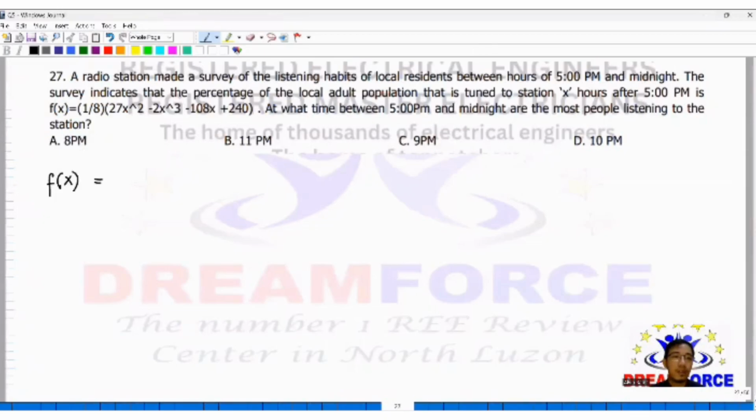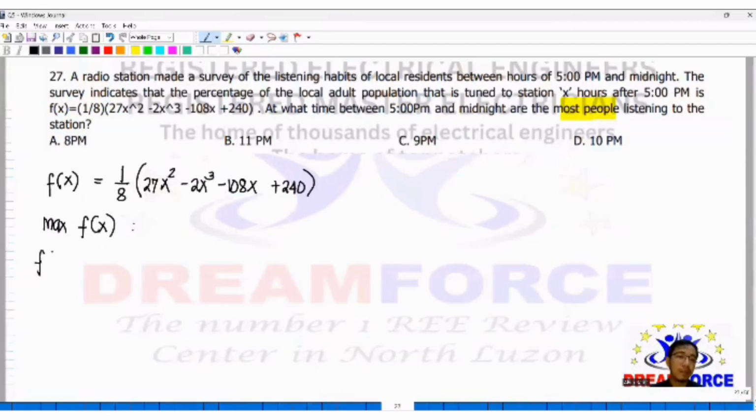function of x equal to 1 over 8 times the quantity (27x squared minus 2x cubed minus 108x plus 240). So parang hanapin natin dito yung maximum function of x. Diba ginagawa natin, first derivative equal to 0. Okay, so 1 over 8, derivative natin ang sa loob. So derivative ng what is that?